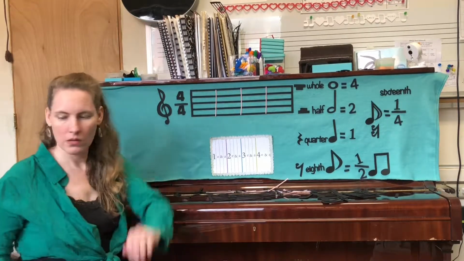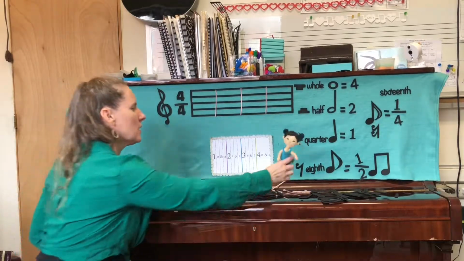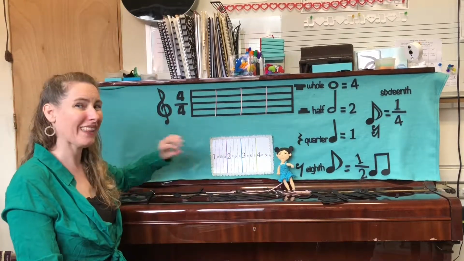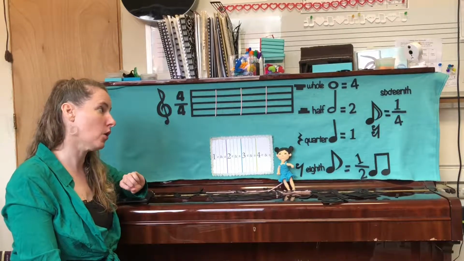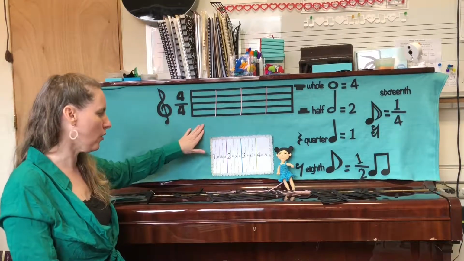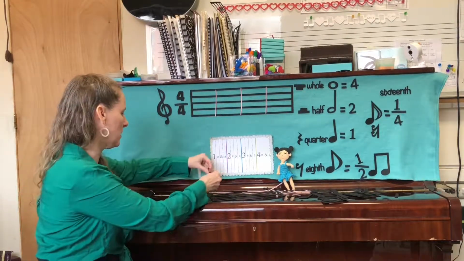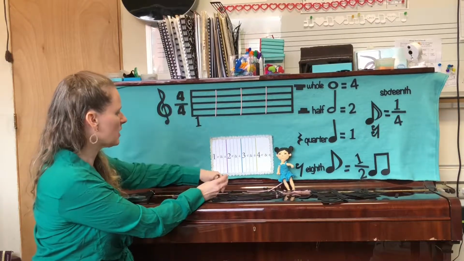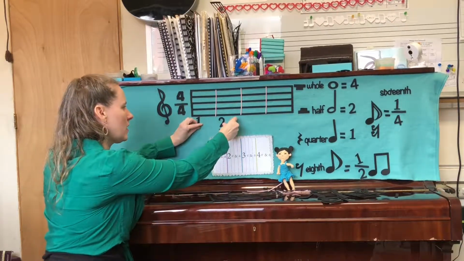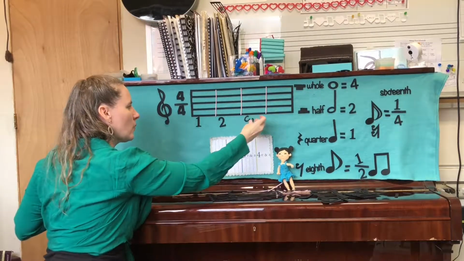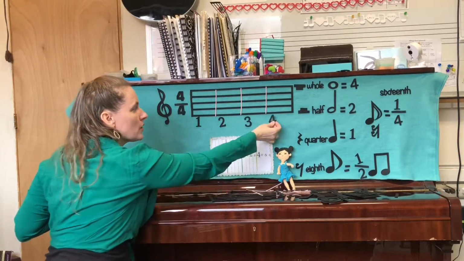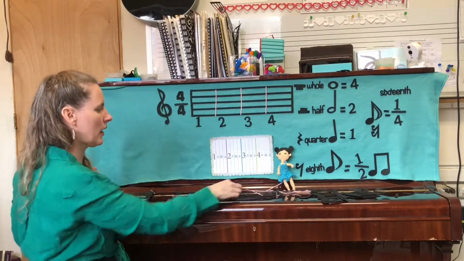So now, if we have one person and they wanted to eat the entire cake, the whole cake, they would get all 4 pieces. Let's go ahead and number these pieces just so we can see what we have here. This is also your count numbers, how we count out loud when we're counting our rhythms. So one person would get the whole cake, so that's a whole note.